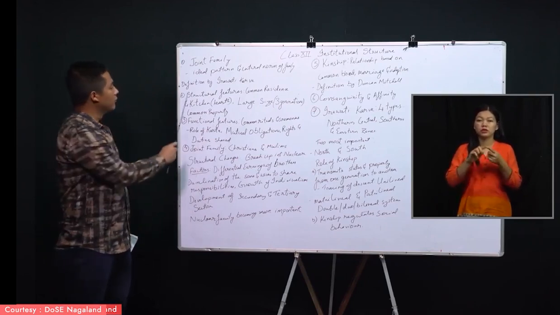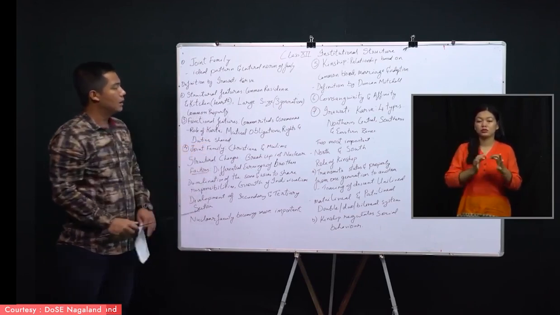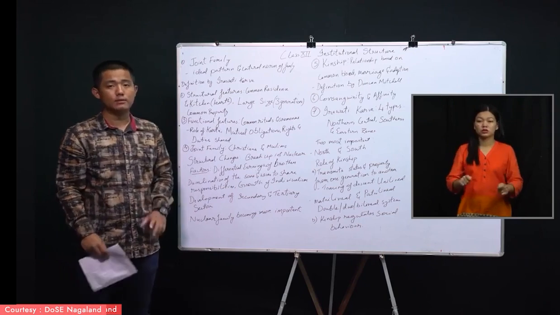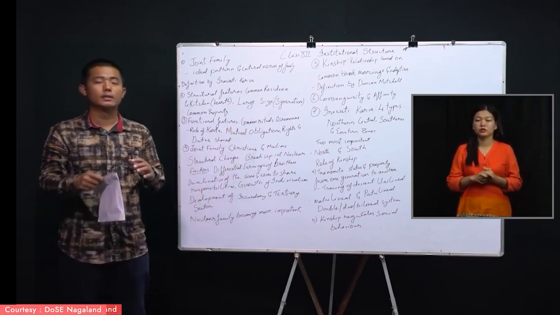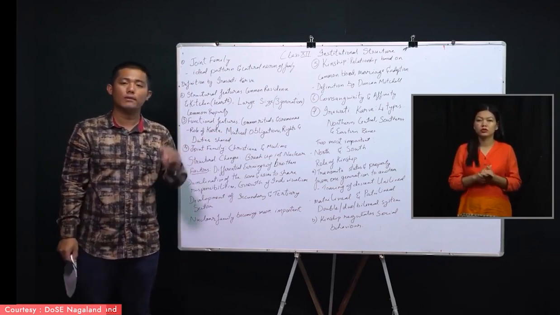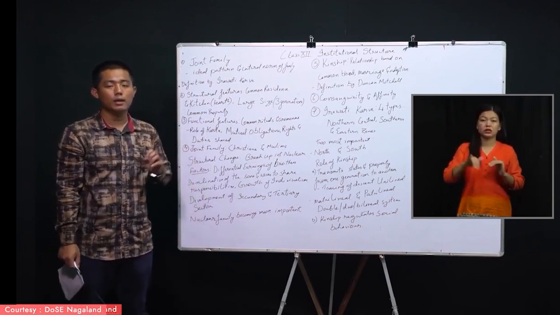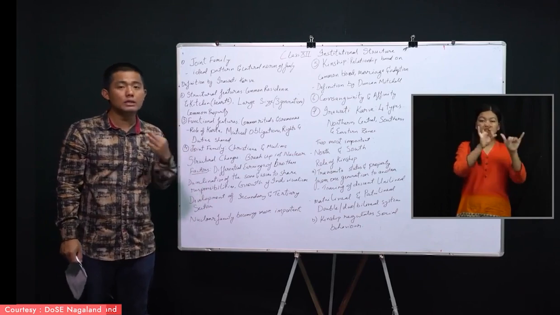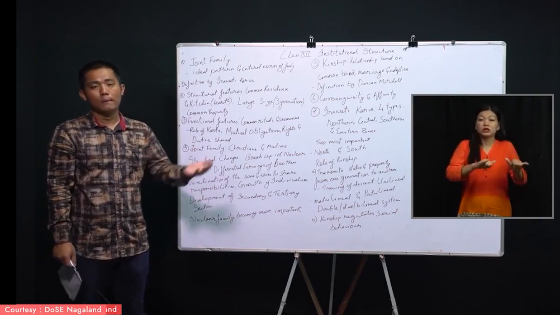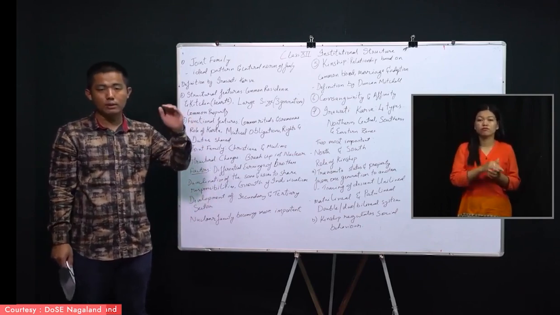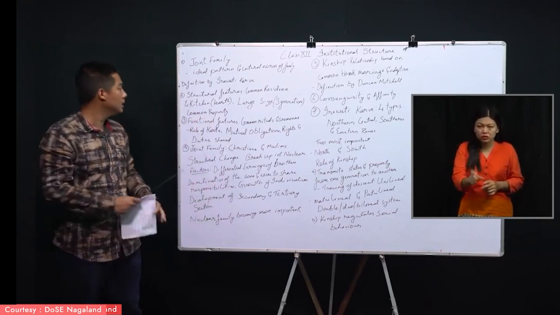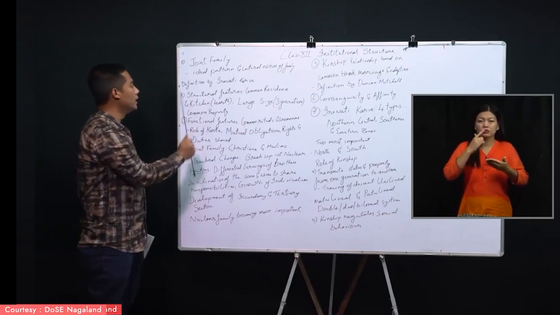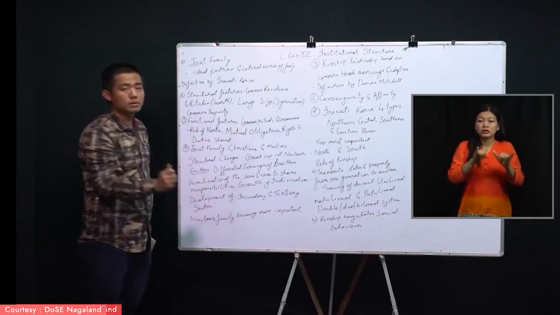The first is the structural features, and in the definition itself it mentions common residence, which means they live under a common roof, under the same house. It's all about at least 3 generations living together, where the parents, the grandparents, the children, and their grandchildren live under the same roof. Under the same roof, common residence.